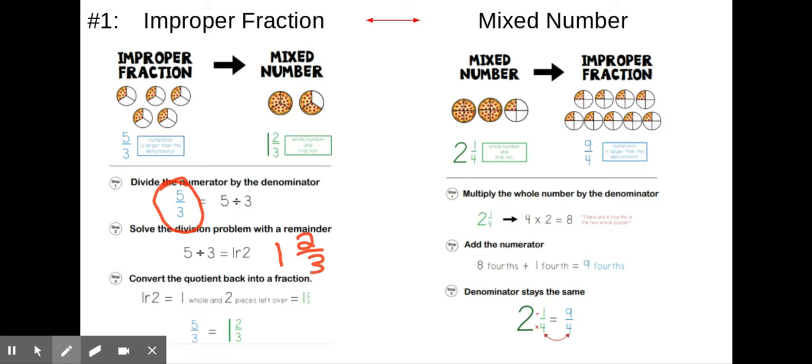To turn a mixed number into an improper fraction, we're going to take the denominator, multiply by the whole number, and add the numerator. So 4 times 2 is 8. 8 plus 1 is 9. And then we put that 9 over the original denominator.